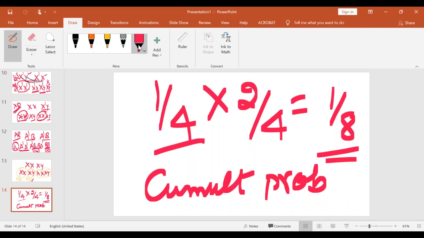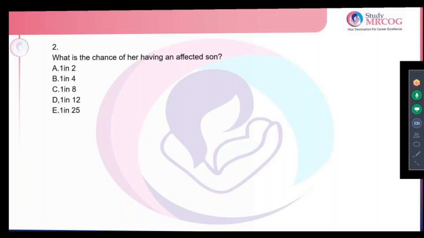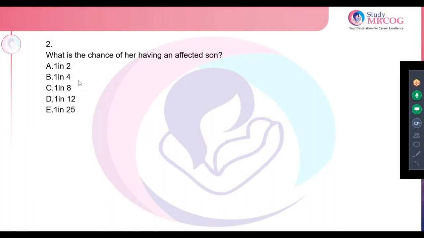Okay, so let's see whether we are right or wrong. This was the question: the same carrier couple is coming to you to ask, what is the chance of having an affected son? They didn't ask about an affected child. If it were an affected child, it would still be 1 in 4. They're specifically asking what is the chance of them having an affected son.